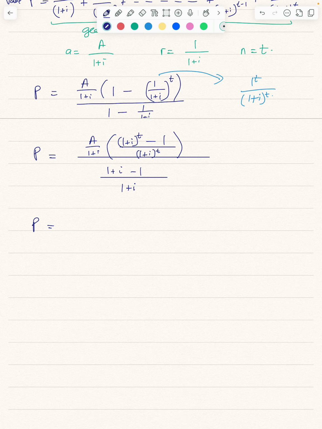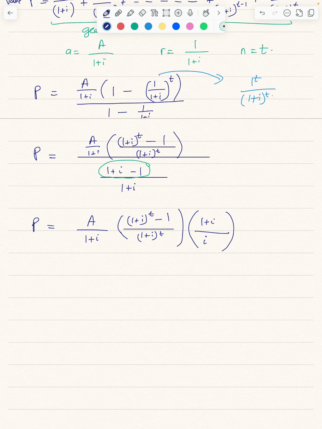So P is equal to, in the numerator, A times 1 plus I to the power of t minus A. Actually, I'd rather not multiply that through. So I have A over 1 plus I times 1 plus I to the power of t minus 1, all over 1 plus I to the power of t. And then I'm going to invert and multiply the denominator. So I get 1 plus I all over, so here 1 plus I minus 1 is just I. And therefore on the right hand side there, that 1 plus I cancels with that 1 plus I.